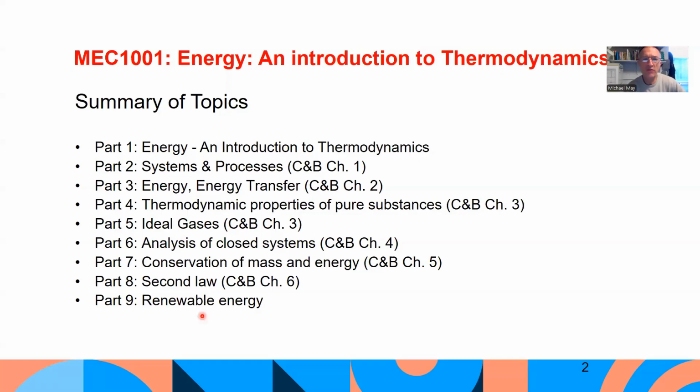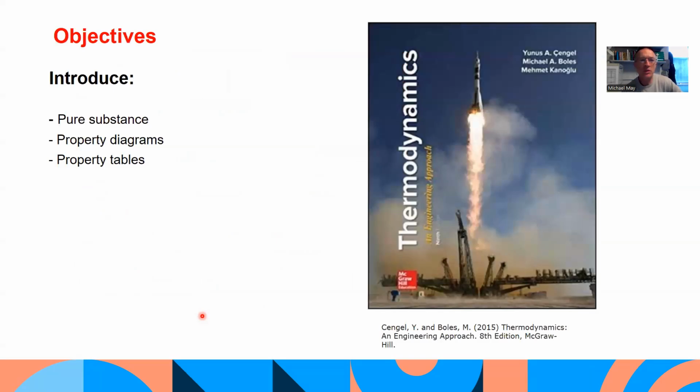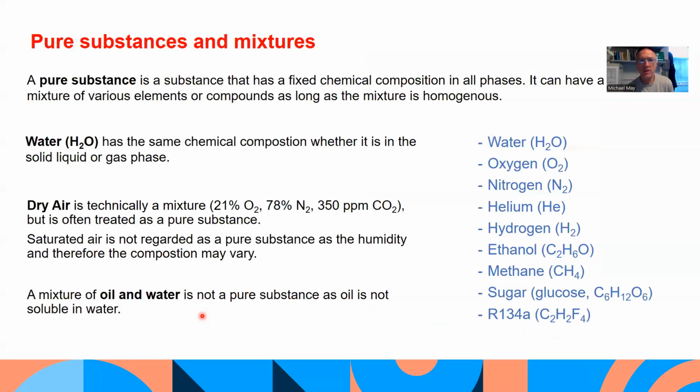So part four of the course is described as thermodynamic properties of pure substances. What we're going to look at is what a pure substance is, and then introduce property diagrams and property tables that help us define the properties of a pure substance. So let's start by defining what a pure substance is.